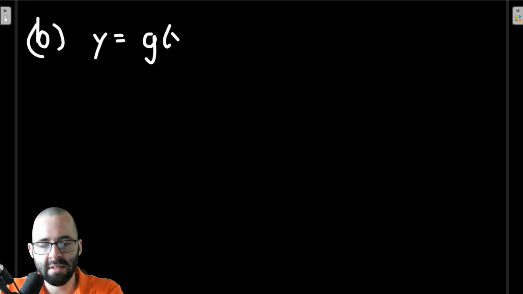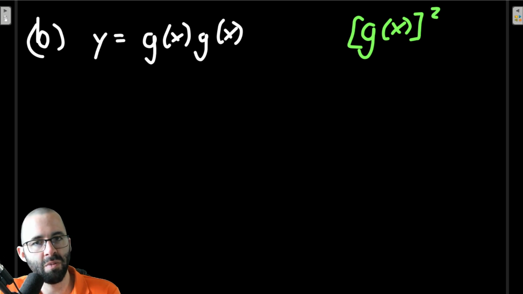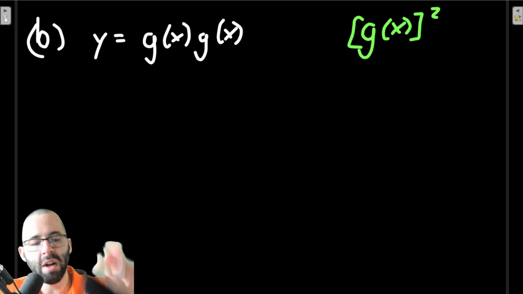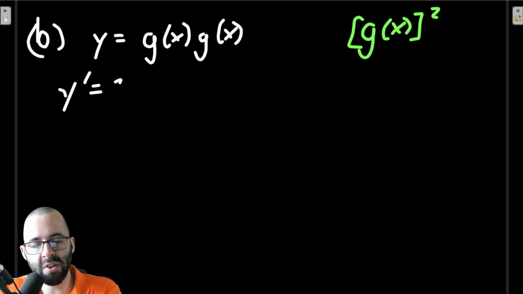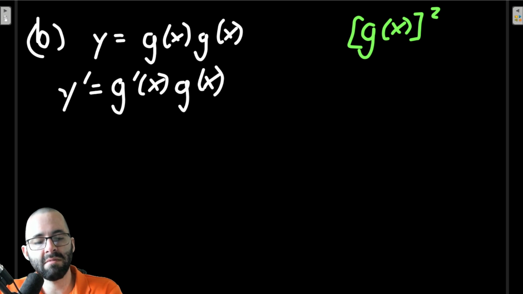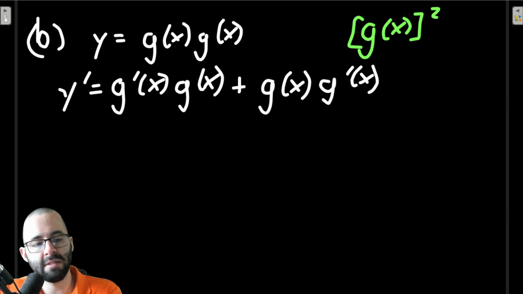B is going to be g of x times g of x. So right, this is g of x squared. We already know how to take the derivative of this with the general power rule. But I'm going to show that it's the same with the product rule. Okay. So product rule says we take the derivative of the first thing, which is going to be g prime of x. We multiply it by the second thing, plus the first thing, which is g of x, times the derivative of the second thing, which is g prime of x.